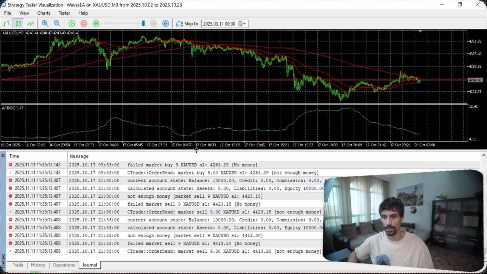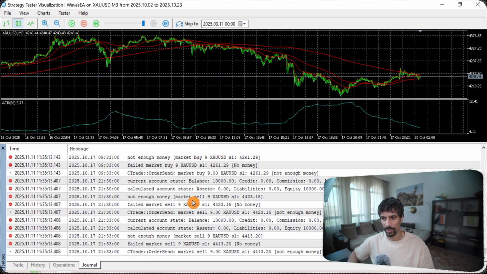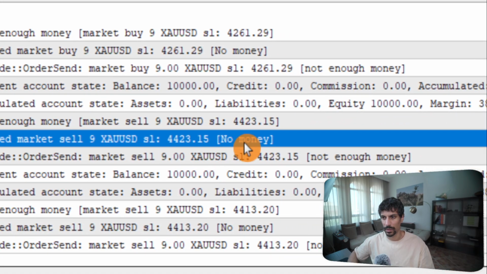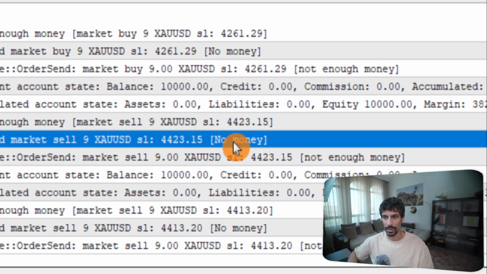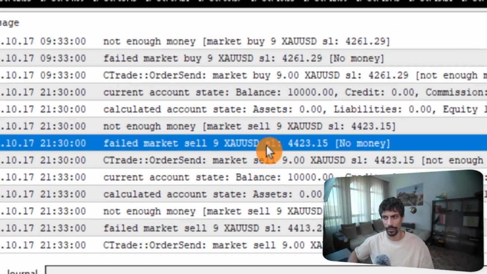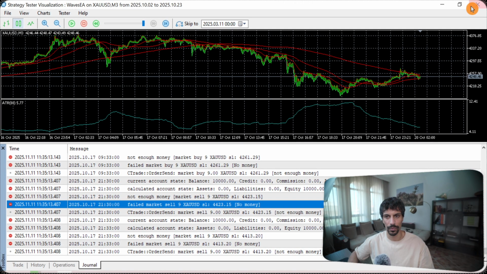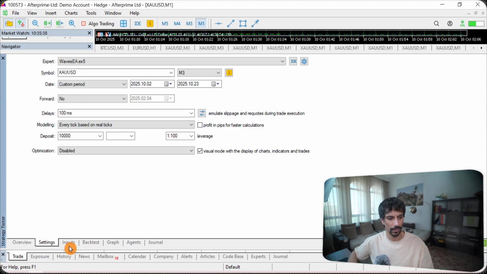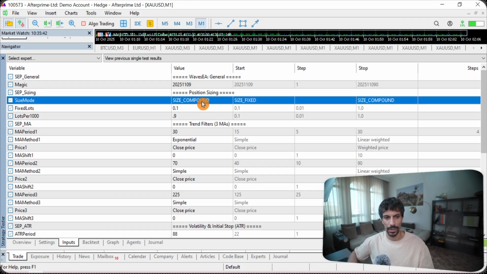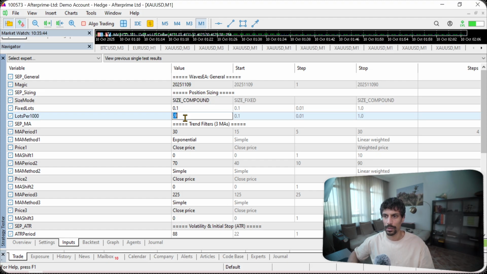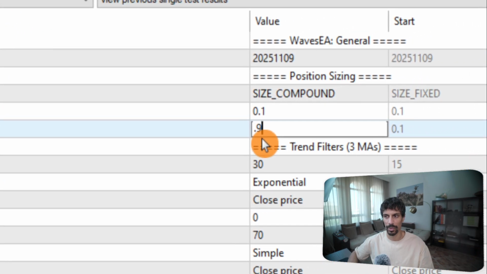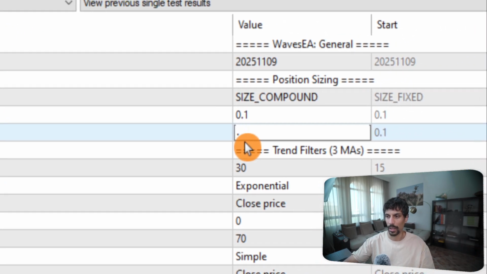So what do we see during this stress backtest? No money, failed market. Okay, so we're entering with a size that is way too big, maybe because we're on fixed. Let's go to the inputs now before we give up on it. And I do have it set to compound. I'm going to reduce this number. So during this experimentation, that's kind of how you work.